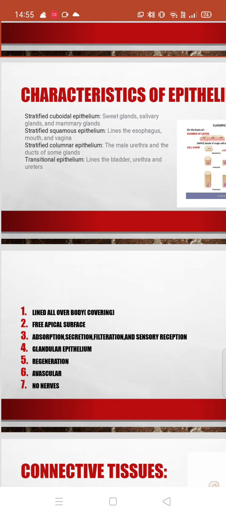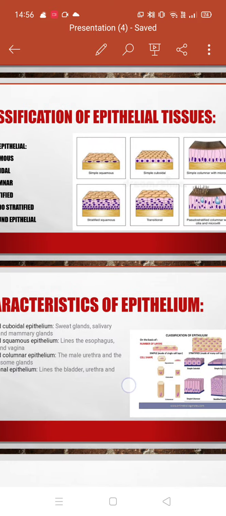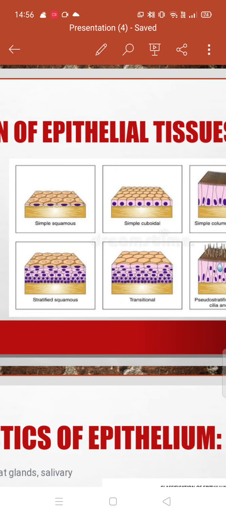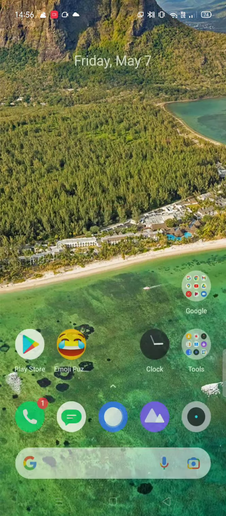It is avascular, which means it doesn't have vessels in it. It doesn't show arteries, veins, and all these things. Epithelial tissue doesn't have vasculature. It is avascular, and it has no nerves. So these are the diagrams. I'll show the diagram.